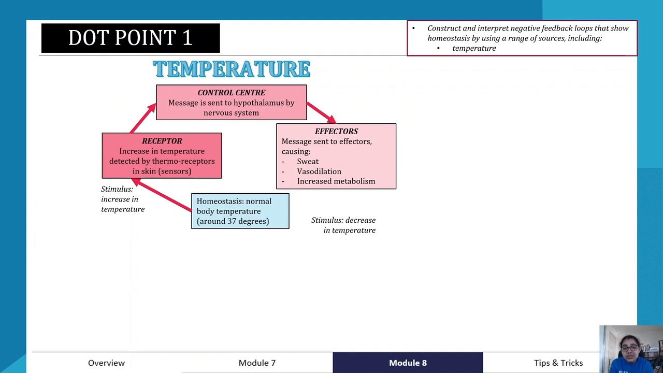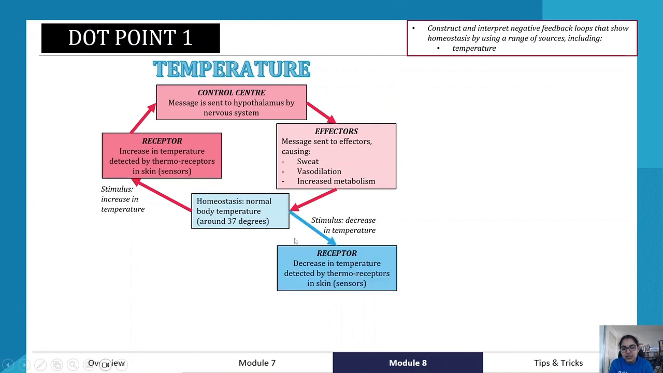Then the effectors are going to receive the signals from the control center, and the signals are going to be like, hey, you need to start sweating, or we need vasodilation to happen because the temperature has gone up. We need to lose the heat and return back to 37 degrees Celsius. And we're going to start to sweat. We will see vasodilation, and then we'll also see increased metabolism. Increased metabolism is going to burn off the heat, and that is going to cause a decrease in the temperature.